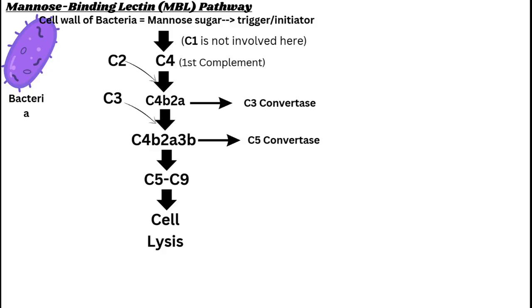These steps are the same as in the classical pathway. It will go from C5 to C9, and that will be the MAC complex, the membrane attack complex, and in that way the cell will later undergo lysis, or get destroyed. So this is the mannose binding lectin pathway.